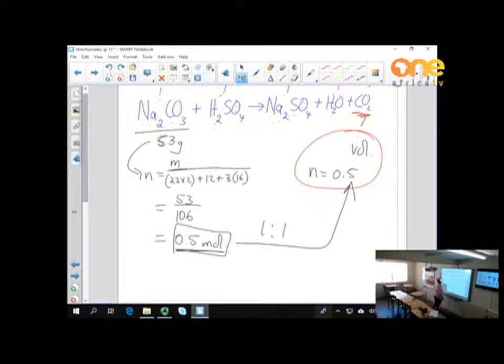So which formula do we use? Volume is equal to the number of moles times 24 cubic decimeters. So 0.5 times 24 is equal to 12 decimeters cubed of carbon dioxide. All right.